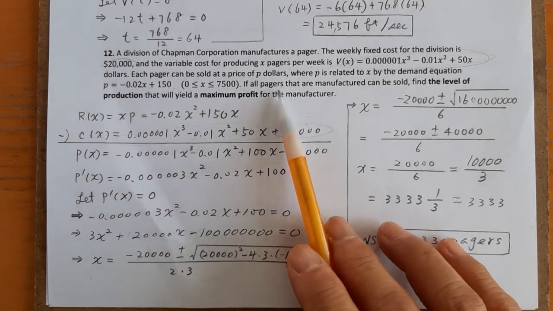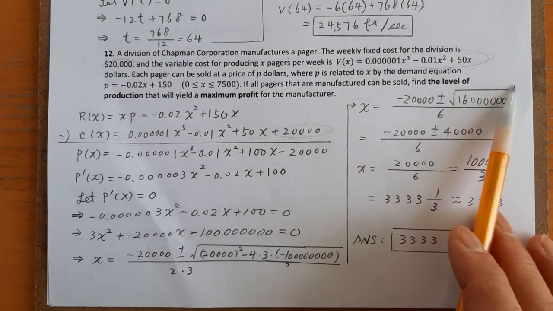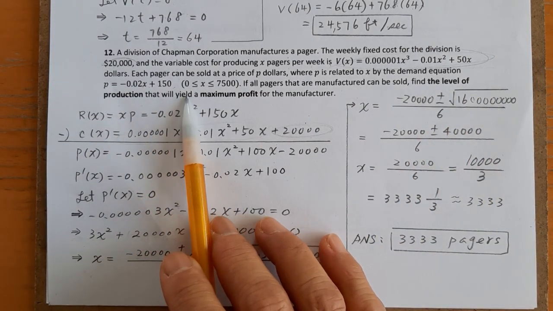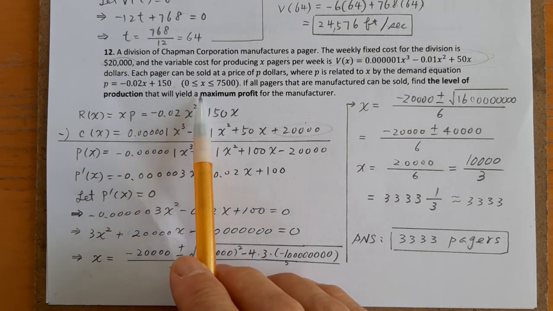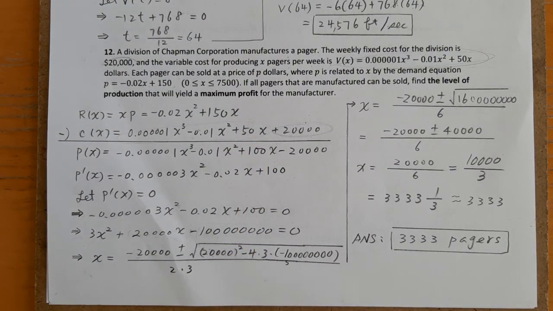So you manufacture and produce X pages, and you sell out also X pages. Find the level of production that will yield maximum profit. Level of production means how many pages you produce, X. Looking for X, the number of pages, that will yield maximum profit. So you need to figure out the profit function.